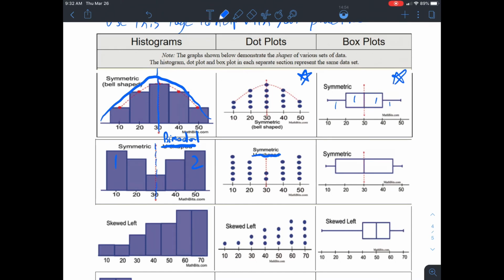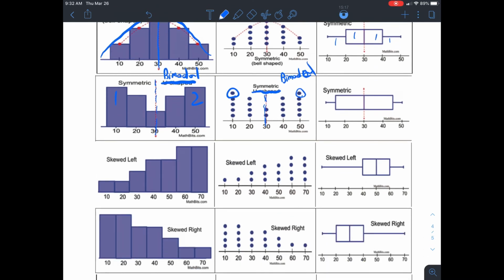But it is not normally distributed because it does not make the bell shape. Same thing goes for a dot plot. We can have a bimodal symmetric dot plot. That's what you see here. If we divide it in half, it is still symmetric, but it has two peaks. So it's bimodal. Guys, the box plot doesn't change. There's no such thing as a bimodal box plot. Box plots don't show us peaks.